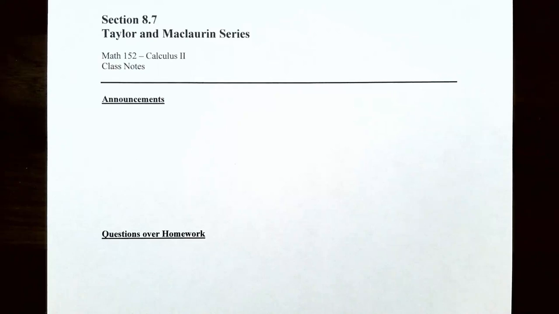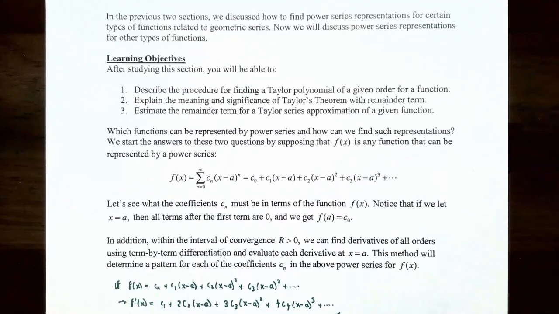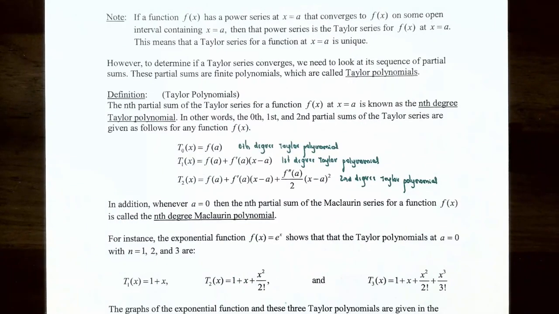Today I'm going to talk about Taylor polynomials and Taylor's theorem. In the previous video, we talked about a procedure for finding the Taylor polynomial of a given order for a function. In this video, we're going to talk about how to explain the meaning and significance of Taylor's theorem with a remainder term, and also how to estimate the remainder term for a Taylor series approximation of a given function.